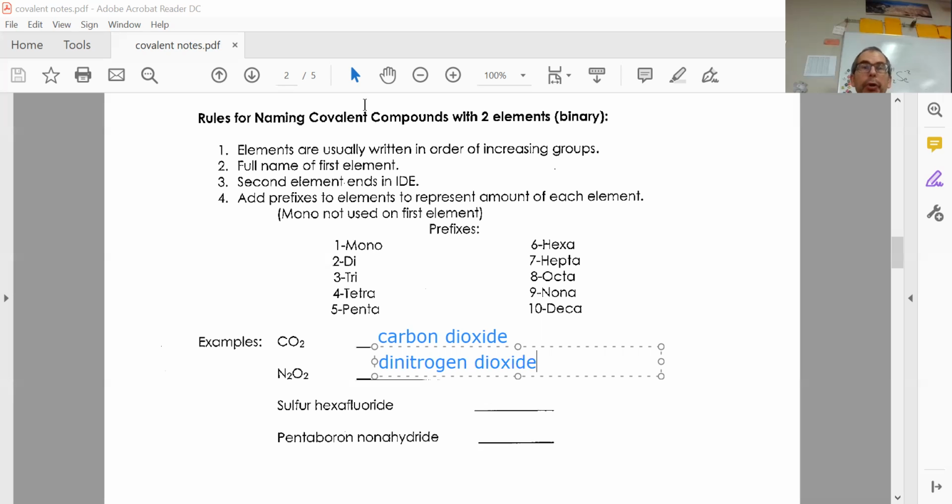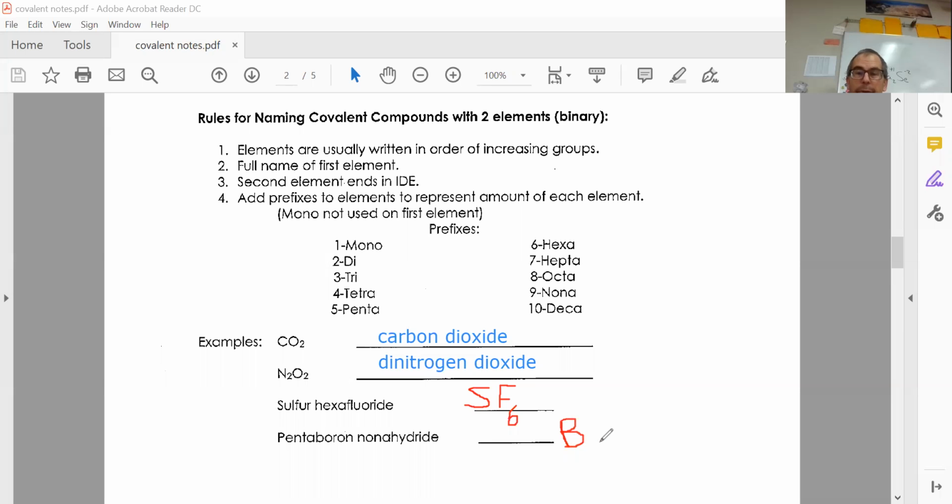I'm going to write this name here, and I'm going to call this S for sulfur. Notice there's no di's or tris, so it's just S. And then fluoride comes from fluorine, which is F, and there's hexa, which is 6, so it's SF6 right here. And then this last one is boron, which is a B. And there's penta, which is 5.